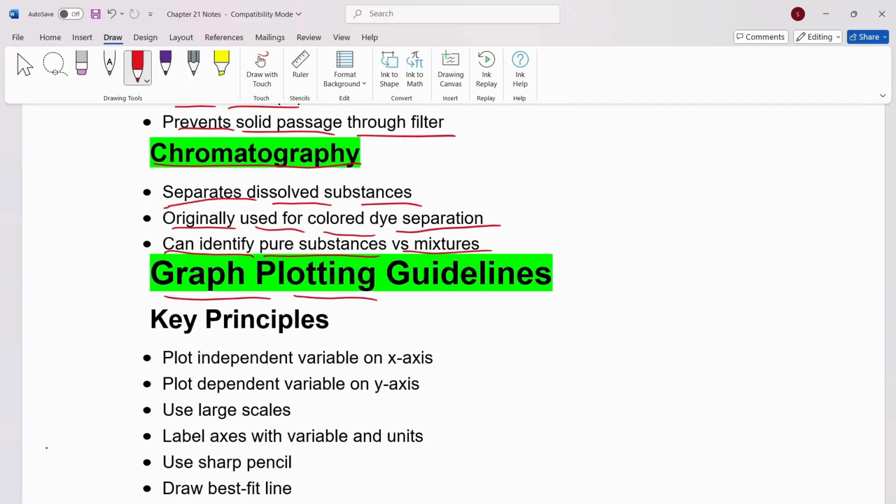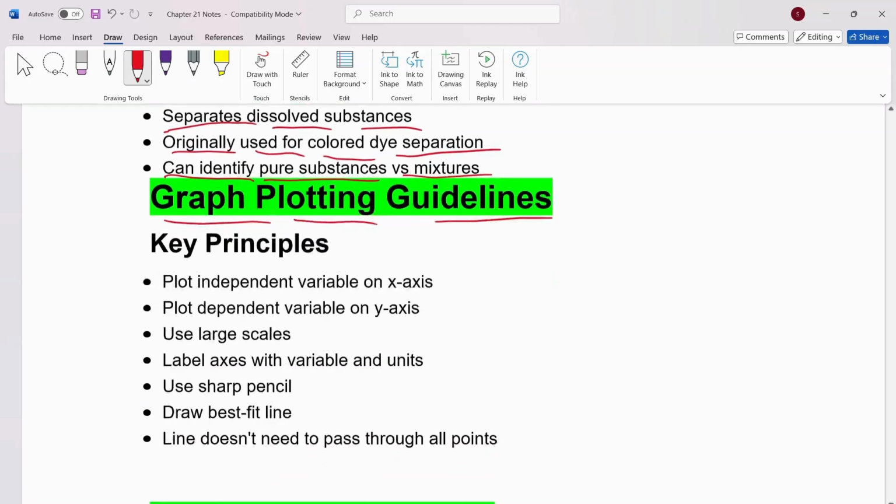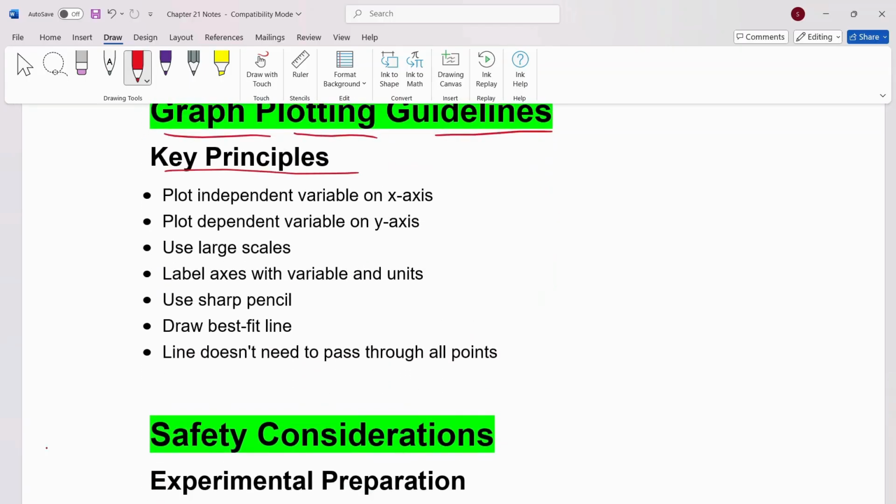We have graph plotting guidelines. Key principles: plot independent variables always on the x-axis, plot dependent variable always on the y-axis, use large scales, label axes with variables and units, use a sharp pencil, draw a best fit line. The line does not need to pass through all points.